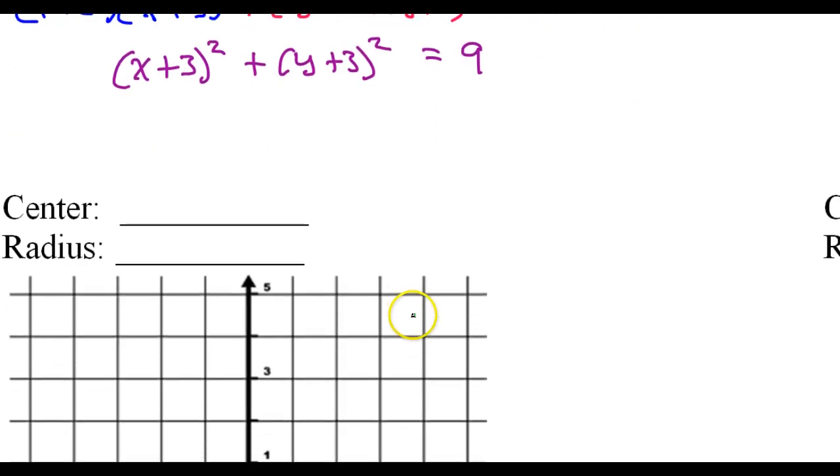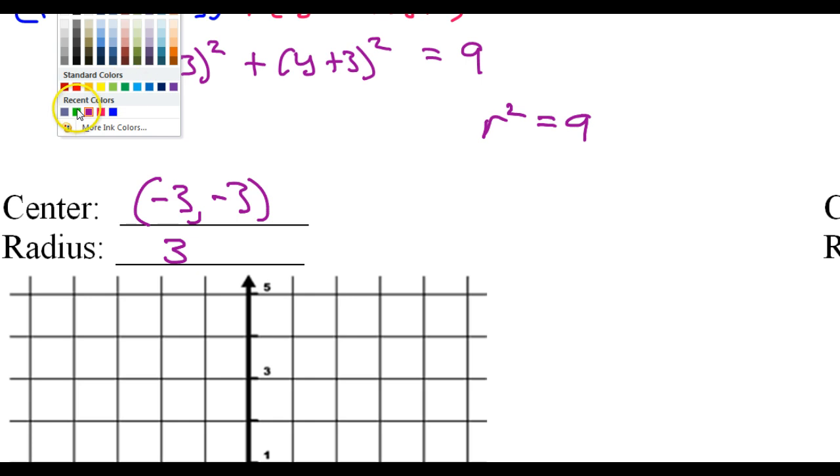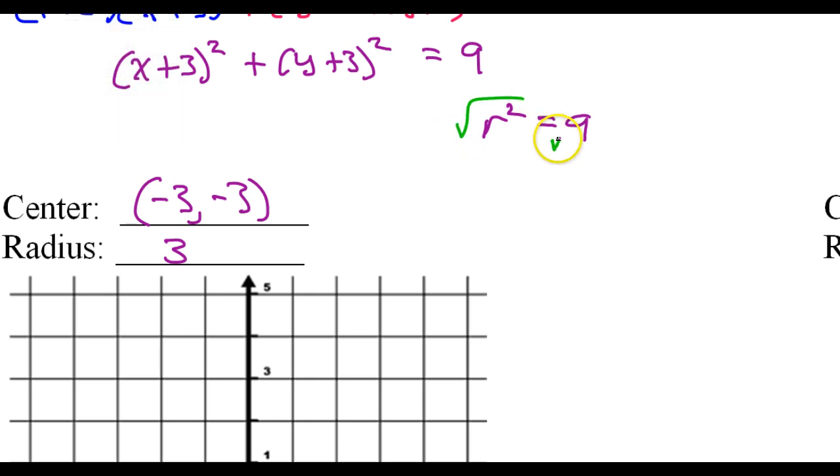So this is standard form. Once you have standard form, you can look at it and know the center. The center is going to be -3 because of that, comma, -3 because of that. Notice I'm taking the opposite of both of those. The radius is going to be 3. Why? Because this 9 is the radius squared. So if I want the radius, I'm taking the square root of both sides. Thus 3.